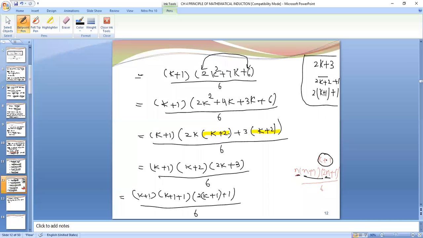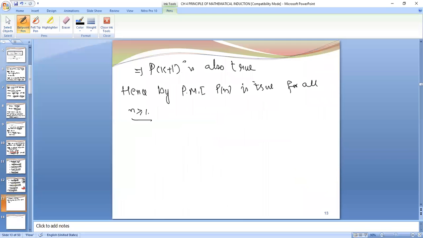First term is n, first term is k plus 1. Second term is n plus 1, so it is k plus 1 plus 1. And the third is 2n plus 1, 2 in the bracket k plus 1 plus 1. So we can see that n is replaced by k plus 1. So the result is true for k plus 1 also. That means Pk plus 1 is also true.